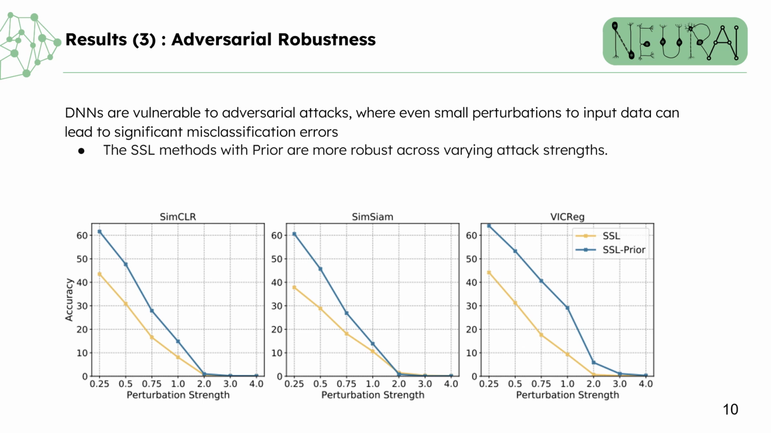Deep neural networks are vulnerable to adversarial attacks. Here, we perform an adversarial robustness analysis where we have PGD attacks of varying strengths and we show the results in the graph. The figure shows that SSL methods trained with priors are considerably more robust against adversarial attacks of different perturbation strengths.